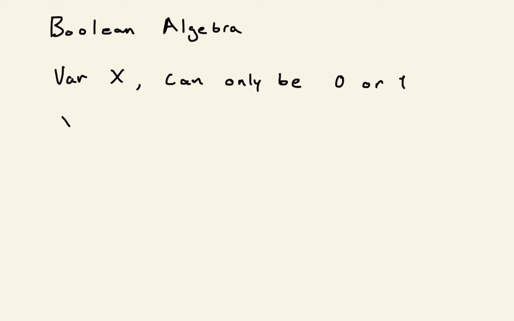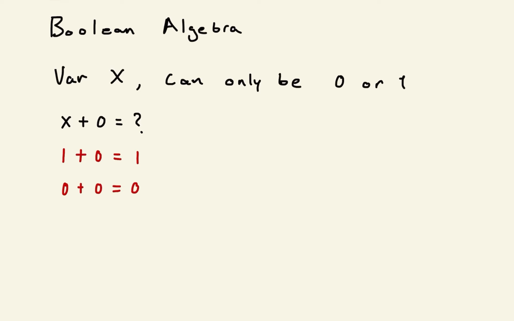Alright, let's start by examining some properties of the OR function, or addition. Let's start with x plus 0. What might x plus 0 be? Well, let's take a look at all the possible combinations. 1 plus 0 will equal 1. This makes sense. 0 plus 0 will equal 0.